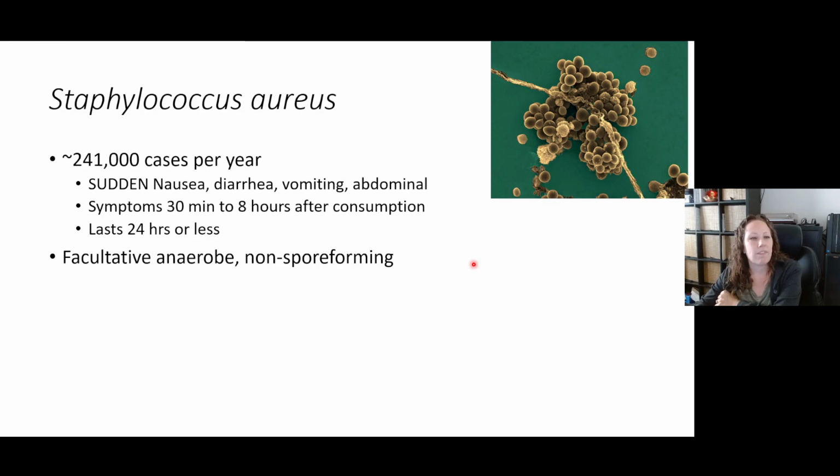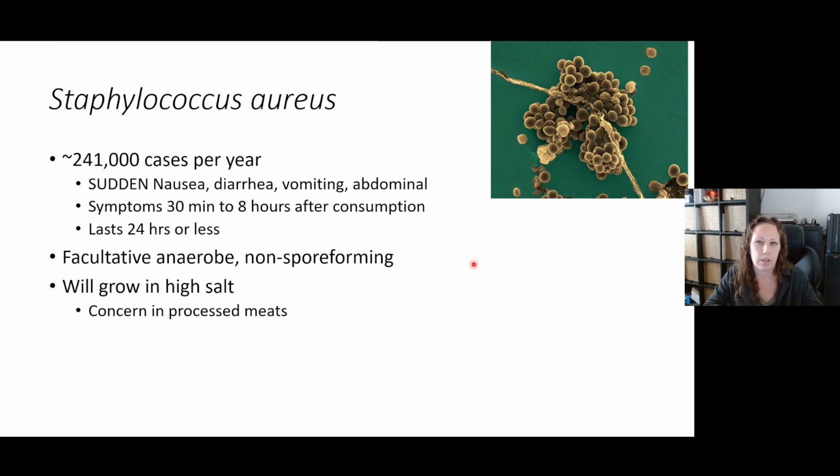Staphylococcus aureus is a facultative anaerobe, so it can do both oxygen or no oxygen, and it is not a spore former, unlike the Clostridia. What makes it somewhat more prevalent in some foods is that it will grow in high salt, so it is a concern for processed meats.